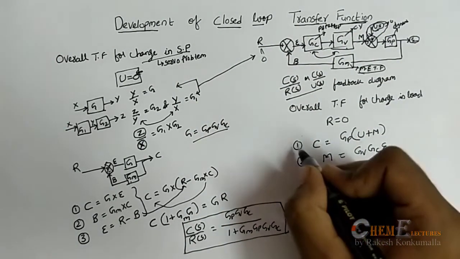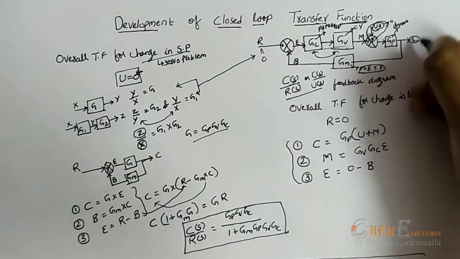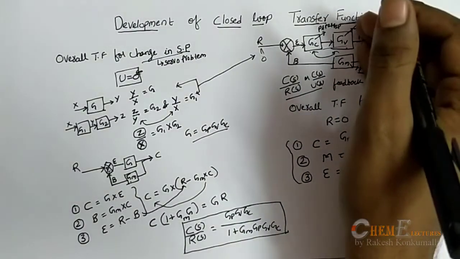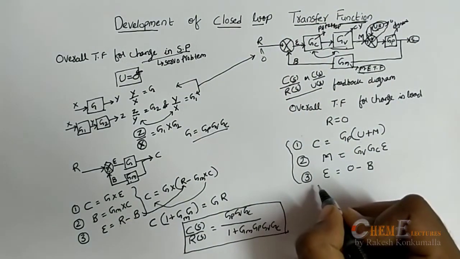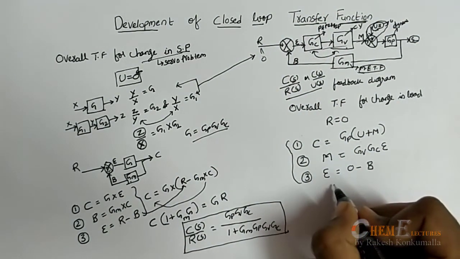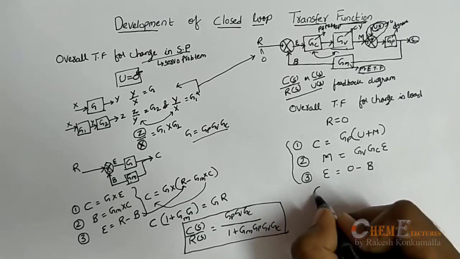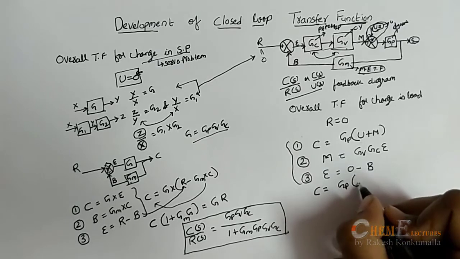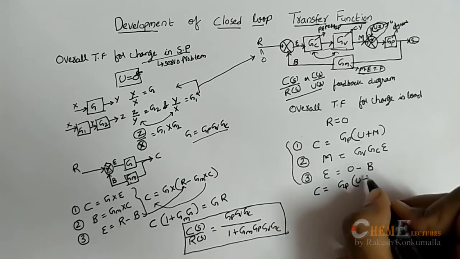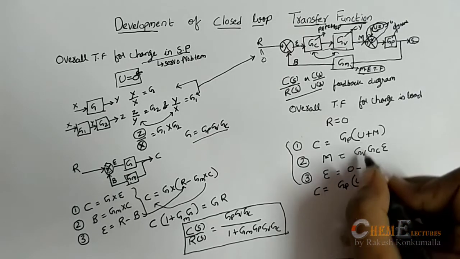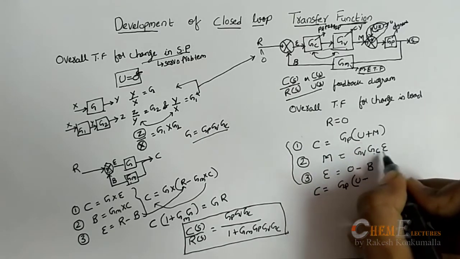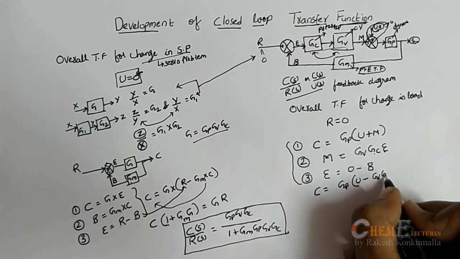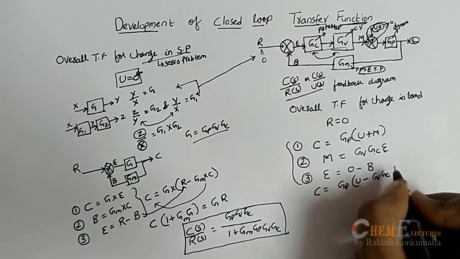Now I am taking these three equations by going backwards, that is output is equal to transfer function into input. So part by part I have divided and I have got the three equations. Now combining these three equations, I will get C is equal to Gp into U minus M, where M is equal to Gv Gc epsilon naught. Epsilon naught will be minus B, so minus of Gv Gc into B.